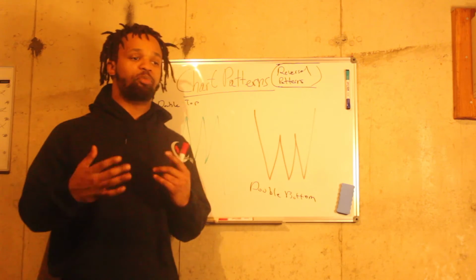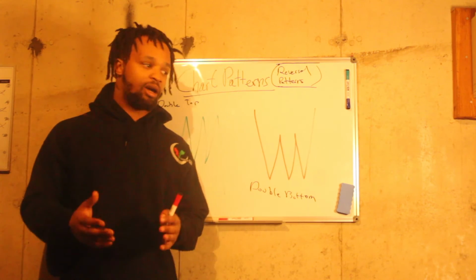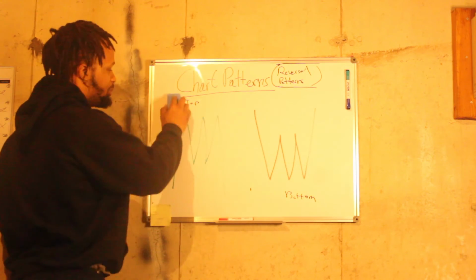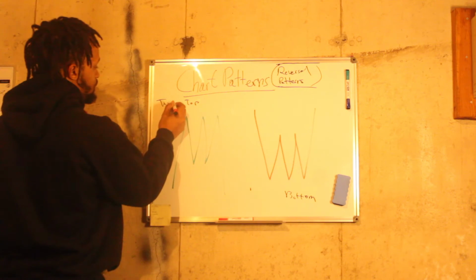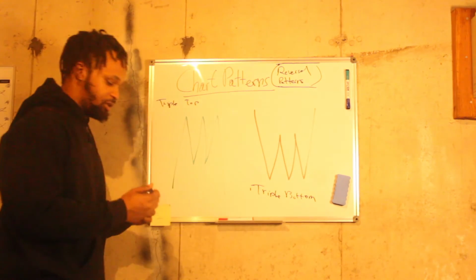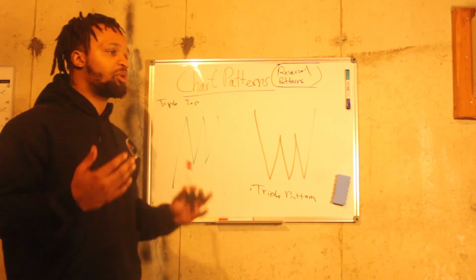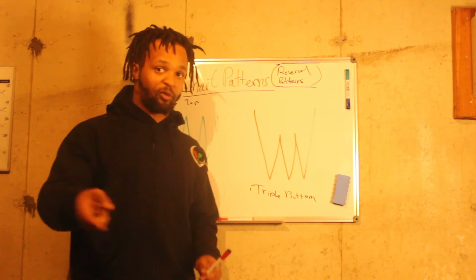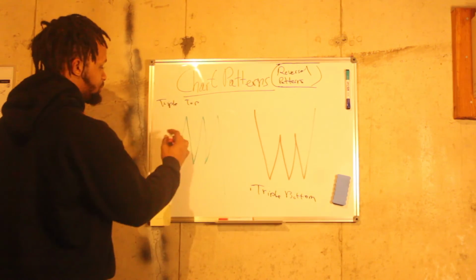Alright, so now for this pattern, it's almost like the double top and the double bottom. But instead of having the double bottom and the double top, guess what? You're going to have a triple top and a triple bottom, right? It works the same kind of concept. Just like the double bottom and the double top, price has to touch a ceiling or a floor 3 times before it reverses, right? So let's go with the top, the triple top.